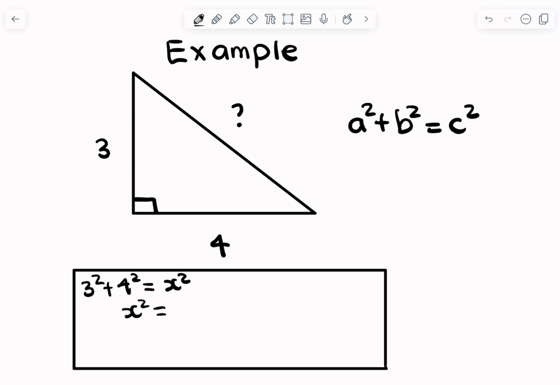So then we'll get x squared equals 9 plus 16. X squared equals 25. Now to find c, we just take the square root of 25, which is 5. So the hypotenuse is 5 units long.